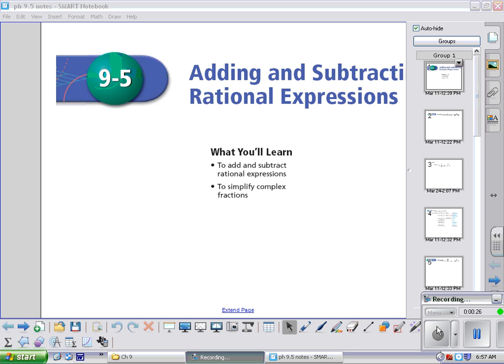Your notes here are just going to be three examples: an addition, a subtraction, and a complex fraction. And then in class tomorrow, we'll do quite a few of these quick checks together to make sure we get off on good solid footing.